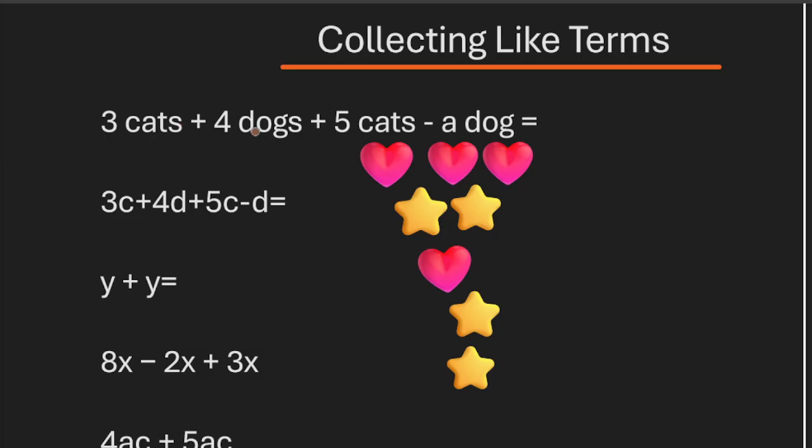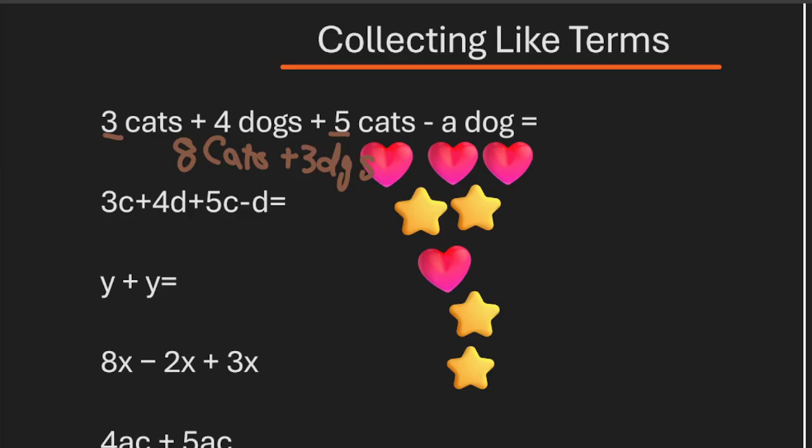3 cats plus 4 dogs plus 5 cats minus a dog. Cats look like cats, so we'll add 3 and 5 here. So the answer will be 8 cats, and then dogs and dogs. 4 dogs minus a dog is 3 dogs, so the answer is 8 cats plus 3 dogs, and that's it.